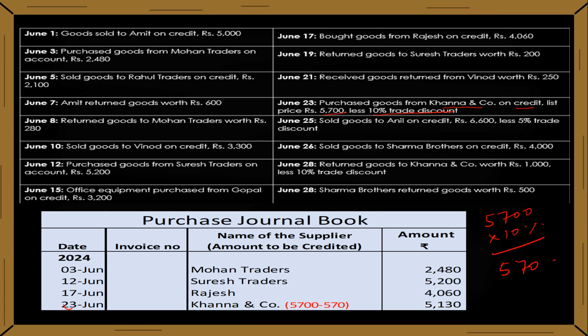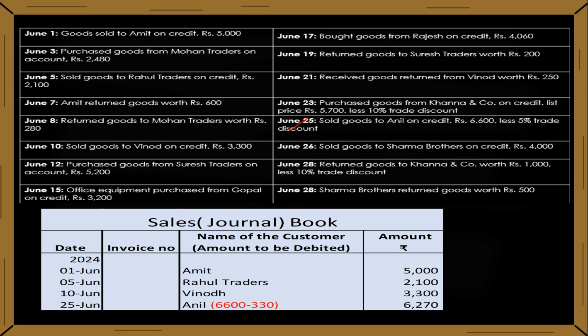So on 23rd June, see the purchase journal book here. Name of the supplier is Kanna and Company. 5,700 less trade discount 570 rupees, which we have calculated here. On the amount column we have to write 5,130, which is the net amount.